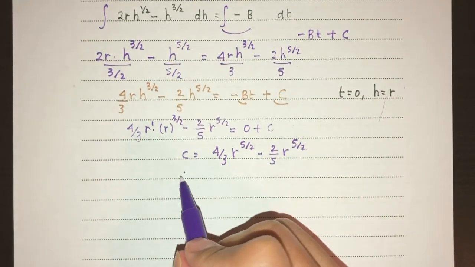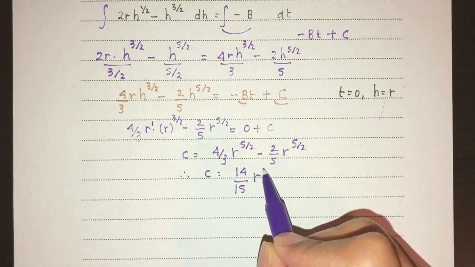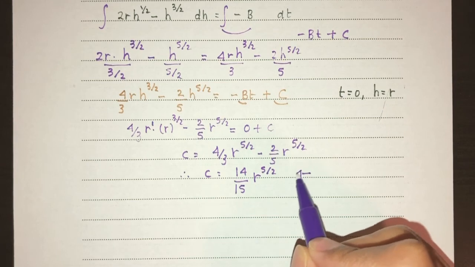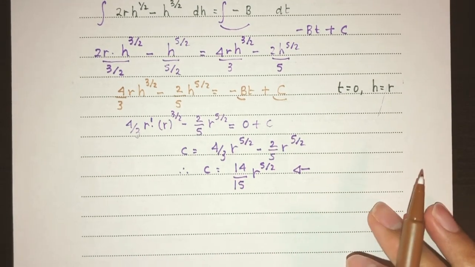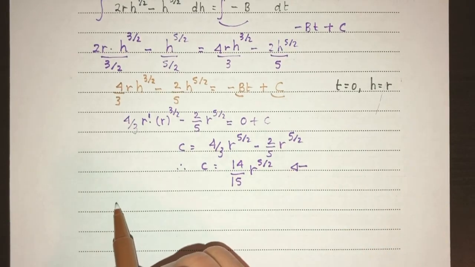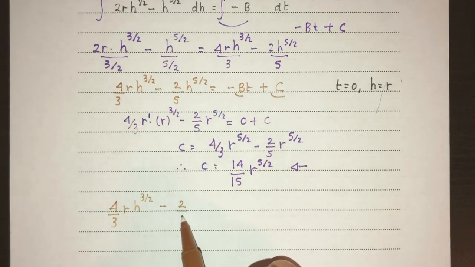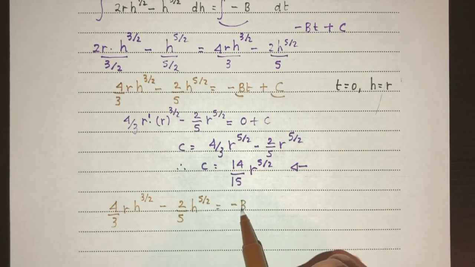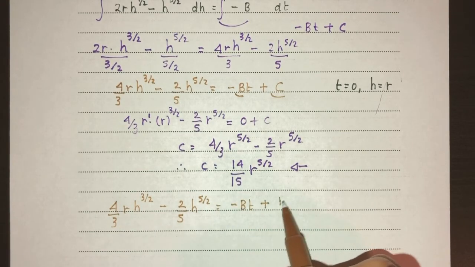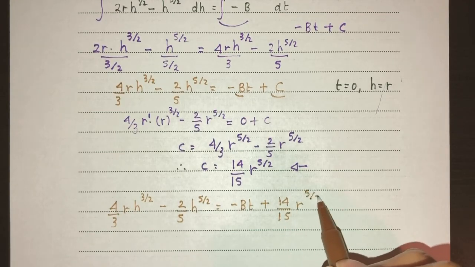So we conclude that c is 14/15 r^(5/2). That is your value of c. Now let's replace this back in your equation. On one side you will have 4/3 r h^(3/2) minus 2/5 h^(5/2) is equal to minus bt plus 14/15 r^(5/2).